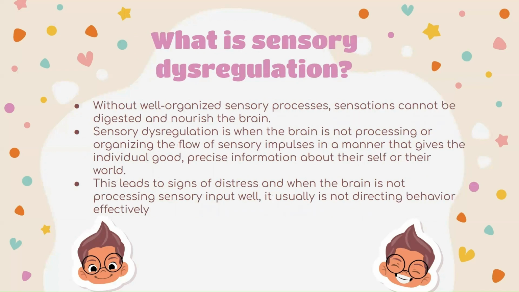What is sensory dysregulation? Sensory dysregulation is when the brain is not processing or organizing the flow of sensory impulses in a manner that gives the individual good, precise information about their self or their world. When the brain is not processing sensory input well, it usually is not directing behavior effectively either. Let us illustrate this information with an analogy.